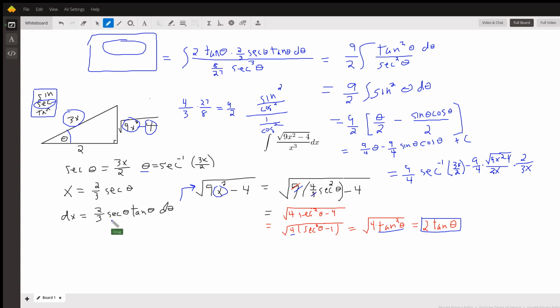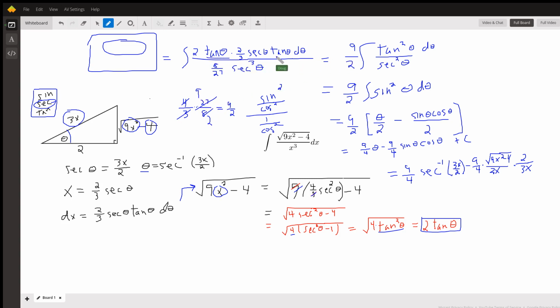dx we replace with 2/3 secant theta tangent theta d theta. There's dx right there. And x cubed, there's x, 2/3 secant theta, so we cube each factor, 8/27 secant cubed theta. Let's figure out what the numerical coefficients simplify to. 2 times 2/3 is 4/3, divided by 8/27 is the same as multiplying by 27/8. These cancel, and so we've got 9/2 in front.